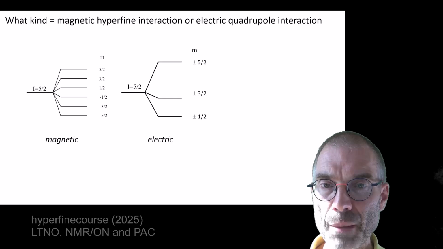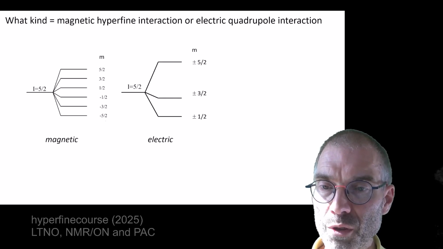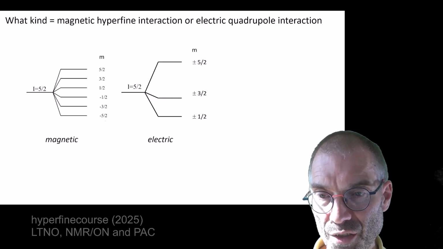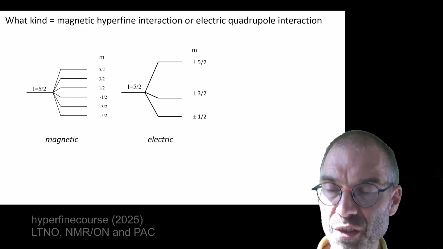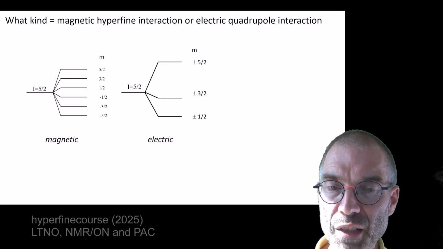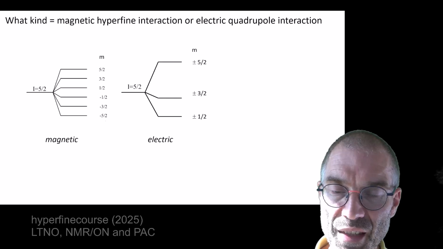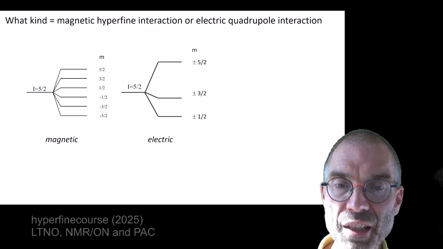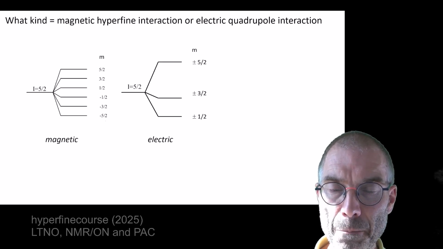Well, let's examine what is possible. I give here the splitting of the nuclear levels in a magnetic hyperfine field at the left and in an electric field gradient at the right.